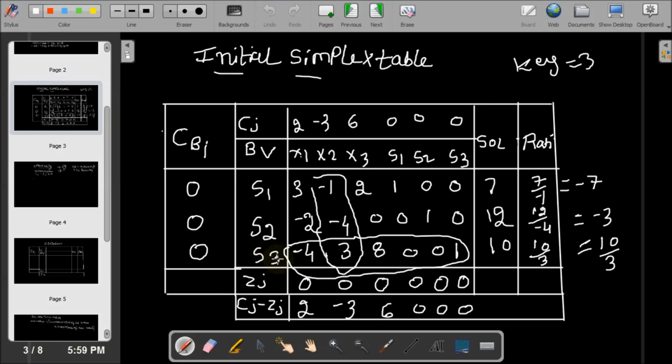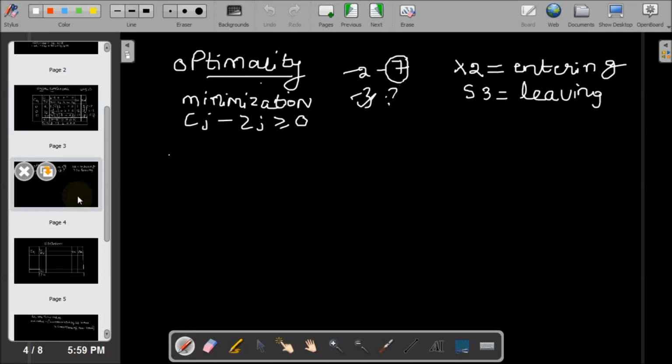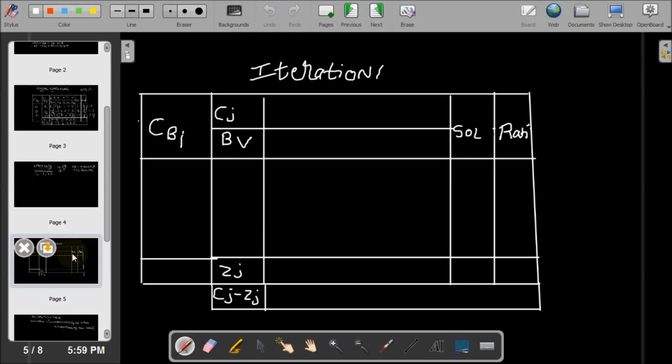Slack variable is a temporary variable. It has to be removed. That's why I am removing s3, because I found the key row here, s3 is removed. Instead of s3, x2 will enter. So x2 will enter. Now I have to consider x2 as the new value in the table in the first iteration. See, I will write the values for the first iteration.